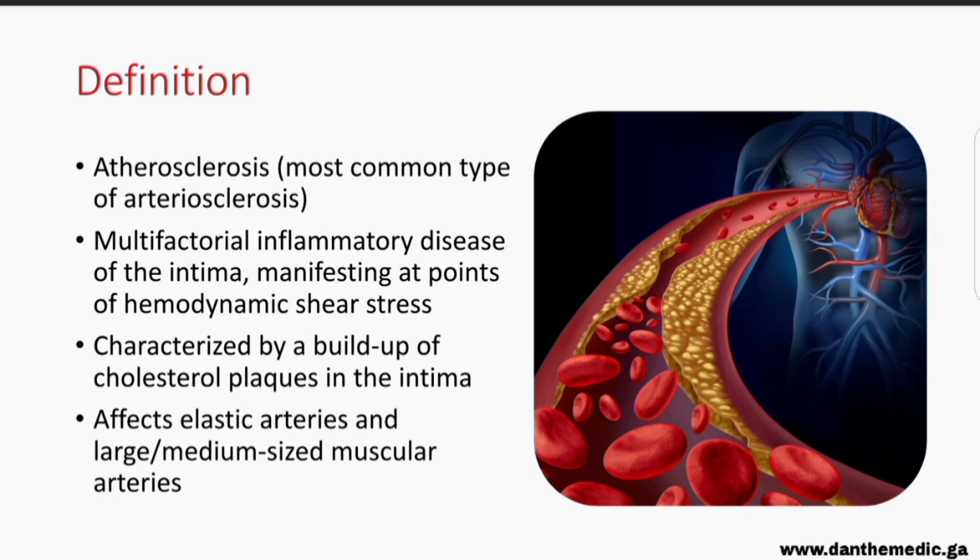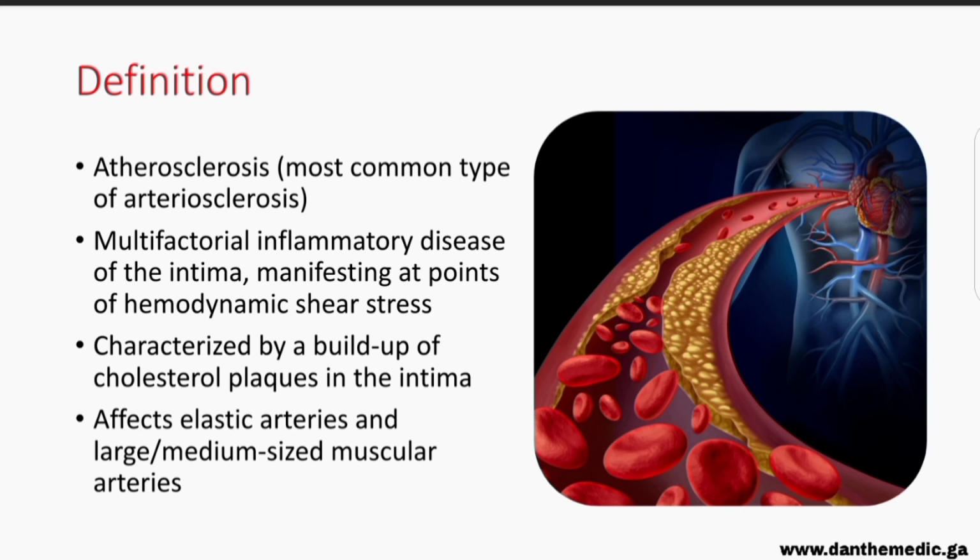Now, I want you guys to remember that we have three basic types of arteriosclerosis. The first one being atherosclerosis, which is the most common one. And then also we have another one that is called Monckeberg arteriosclerosis. And then of course the last one, which is arteriolosclerosis, that's of the smaller vessels, smaller arteries, and also arterioles.